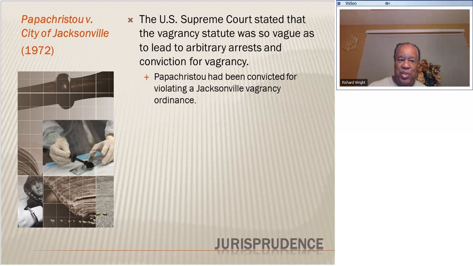Papachristou versus the City of Jacksonville. The Supreme Court stated that the vagrancy statute was so vague as to lead to arbitrary arrest and conviction for vagrancy. The person had been convicted for violating the vagrancy ordinance. So if it's vague, it's used to prosecute a person who's fallen on hard times. That's not good, and it's probably going to be unconstitutional.